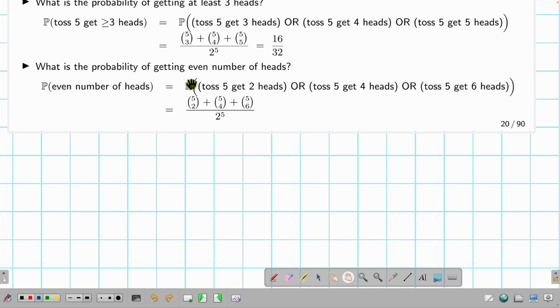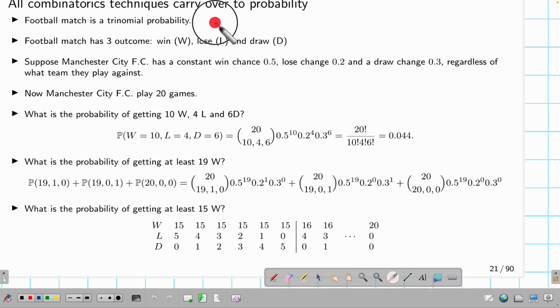So what's the probability of getting an even number of heads in the 5 tosses? The probability of an even number of heads means you toss 5 and get 2 heads, toss 5 and get 4 heads, or toss 5 and get 6 heads. Okay, just for fun, this one is impossible because you toss 5, you cannot get 6 heads. So this one is 0, okay? So you have the number of ways you can get 2 heads in the 5 tosses plus the number of ways you can get 4 heads in the 5 tosses divided by all the possible outcomes. So this is the answer, okay? We are just talking about the binomial theorem in combinatorics used in probability.